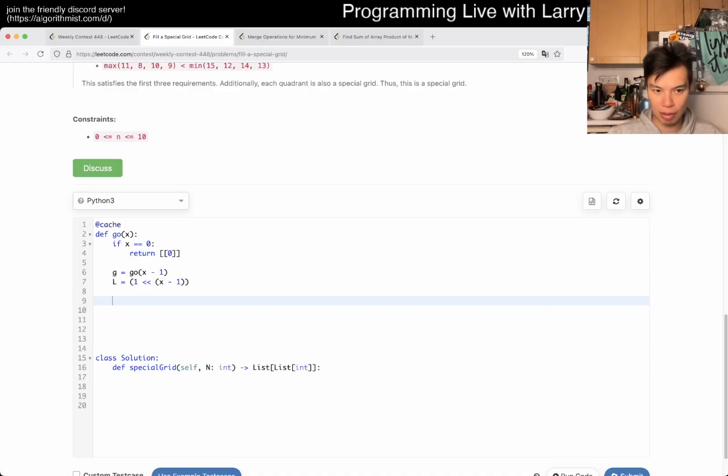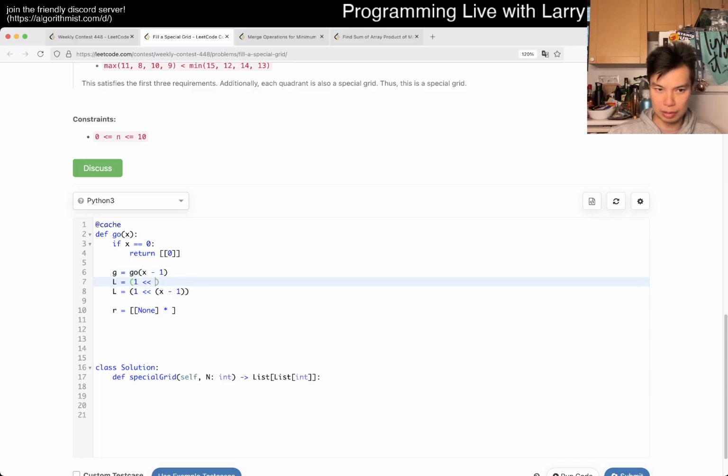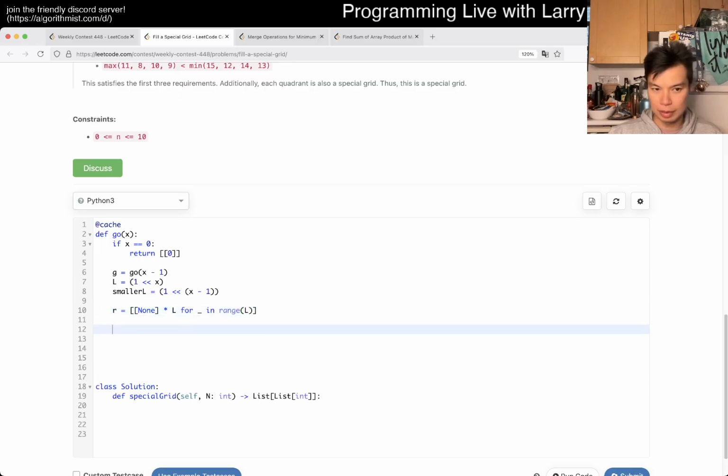Okay, and then r is equal to, let's say none times. I wrote this a little bit awkwardly. L is equal to, right, and then smaller l. Okay, right. So then now we have L for right, and then we return R, say.